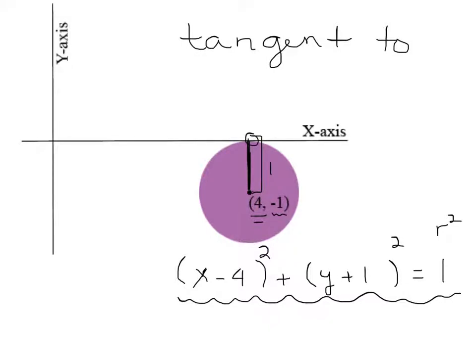It's important to notice that this circle is actually not touching the y-axis at all. And that's due to the fact that it was shifted horizontally to the right by 4 units.